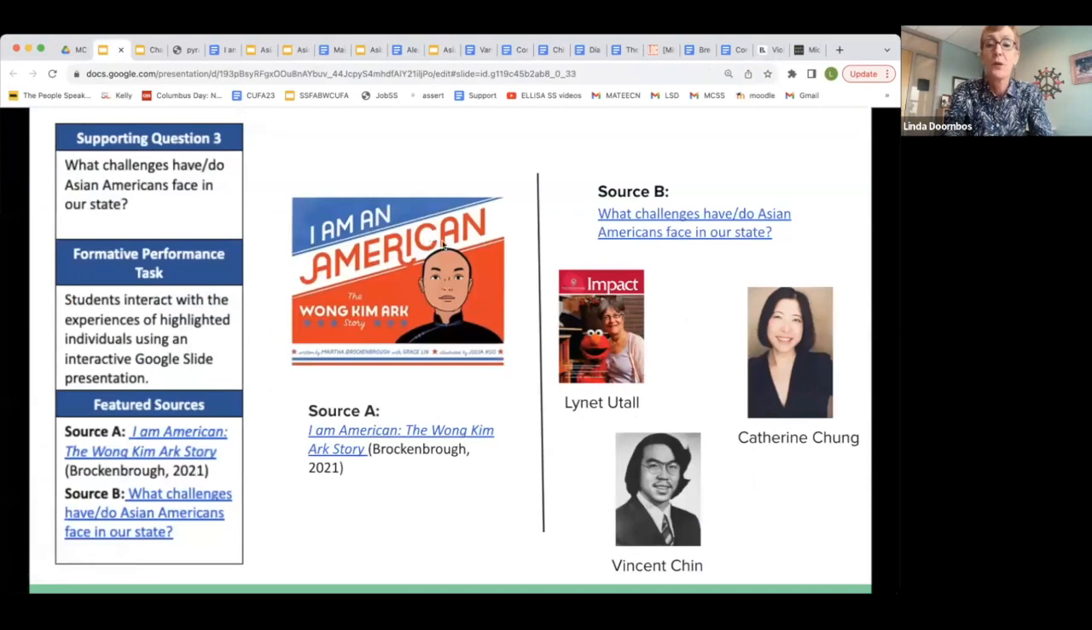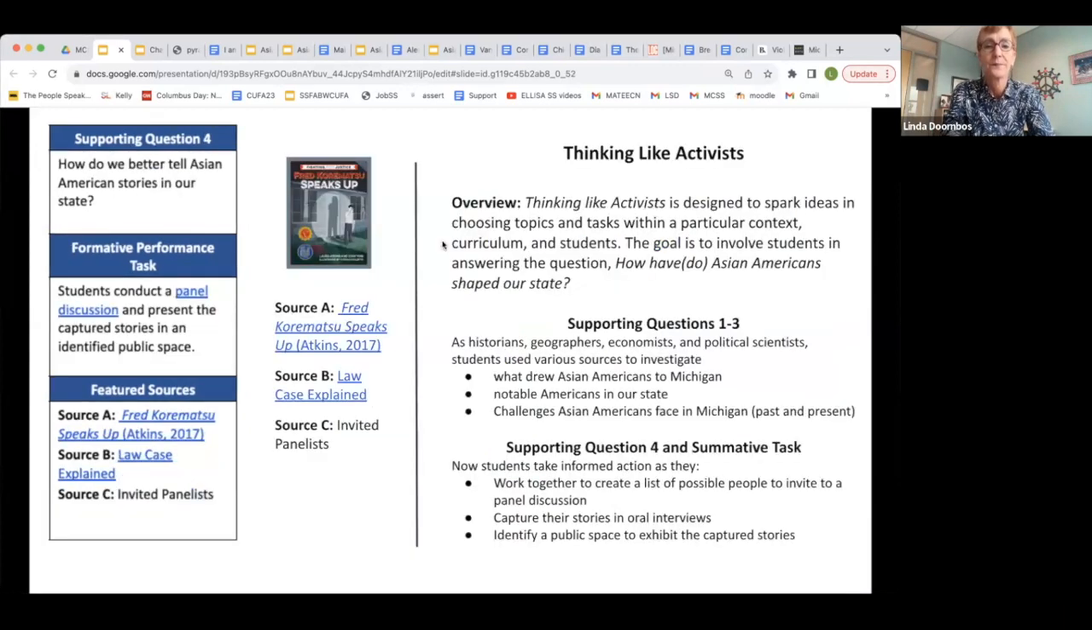And so that's supporting question 3. And you can imagine that could take 2 or 3 days to go through 2 of the different stories, but fascinating stories so that students get to interact with real people with real issues.